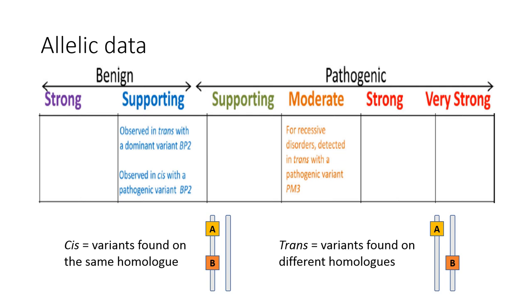However, for recessive disorders, identifying a novel variant in trans with a pathogenic variant, if the patient's phenotype makes sense with that disorder, is considered moderate evidence toward pathogenicity.